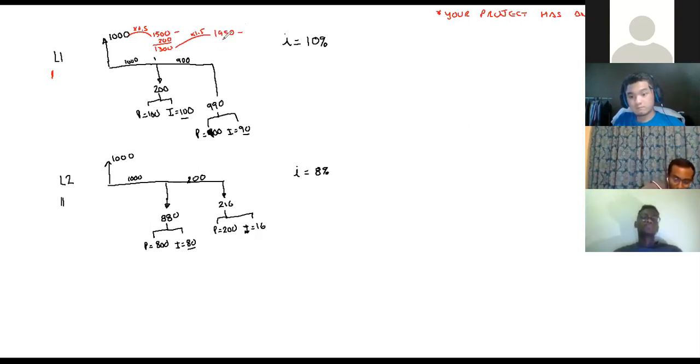Then I need to pay my 990. I'm left with $960 in this one here. Correct? Guys, do you agree with me? Yes. Okay, now let's do the same exercise with the second line. The 1,000 becomes 1,500. I paid 880. So I got 620. Correct or not?